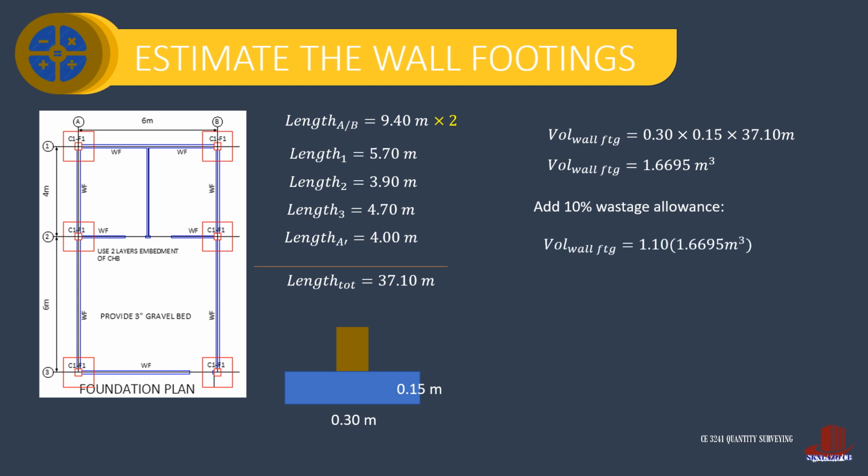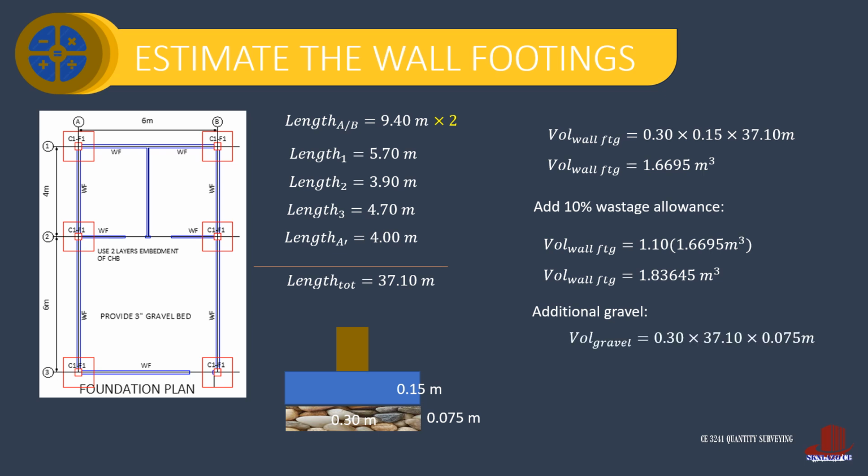Add a wastage allowance of 10% as wall footings are poured on the ground. 1.1 by 1.6695 is then 1.83645 cubic meters. And since it touches the ground, a gravel bed is necessary, and we still use 3 inches. The volume of gravel bed is computed as the width of 0.3 times the length of 37.1 by the thickness of 3 inches, giving 0.83475 cubic meters.